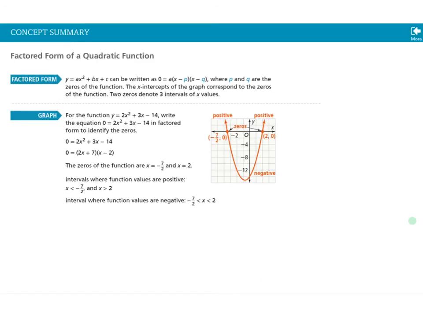So finally, here is a quick review or recap of the concepts in this unit. Here again, the standard form of a quadratic equation is here, and this is the factored form, right? P and Q are the zeros, and they're the x-intercepts of the graph corresponding to the zeros of the function.